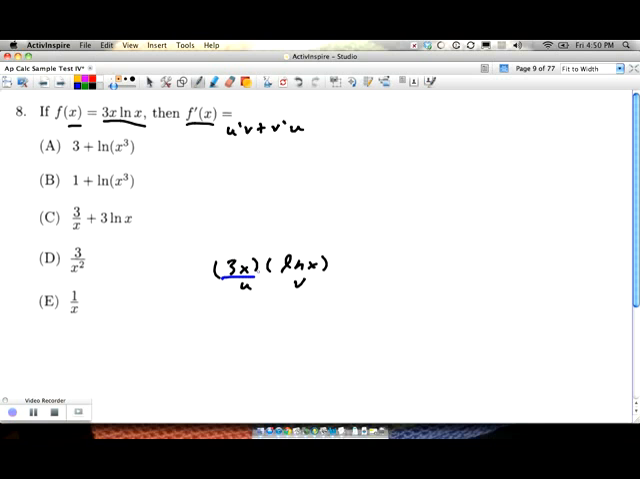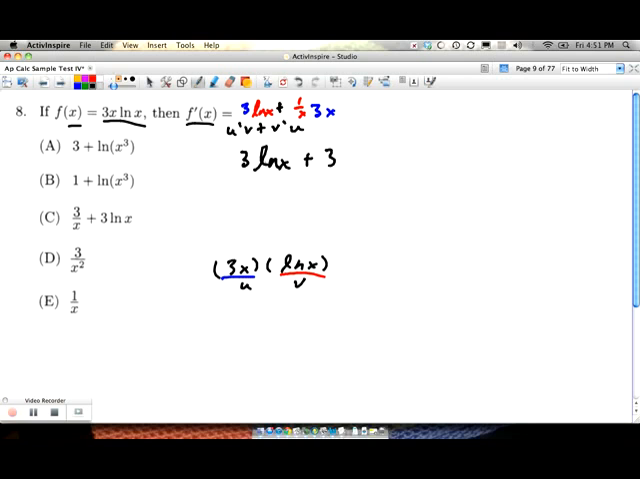Alright, we'll do this one in blue and the other one in red. So the 3x, u prime is 3, and u is going to be 3x. And then we're going to add in the middle, and it's going to be 3 times v, so that's natural log of x. And then over here, v prime, the derivative of natural log of x is 1 over x. Let's see how that simplifies. This would become 3 natural log of x, and then 1 over x times 3x is just 3. So it's 3 natural log of x plus 3.